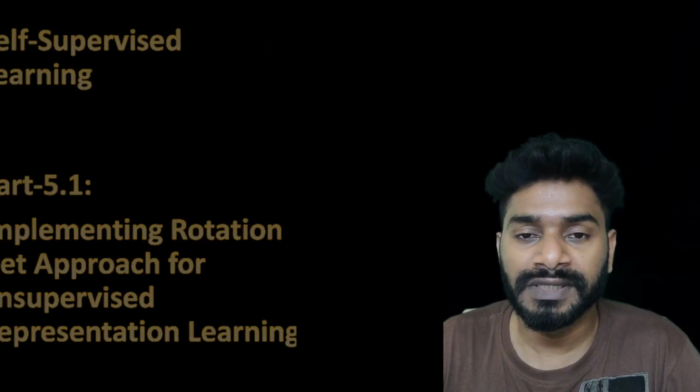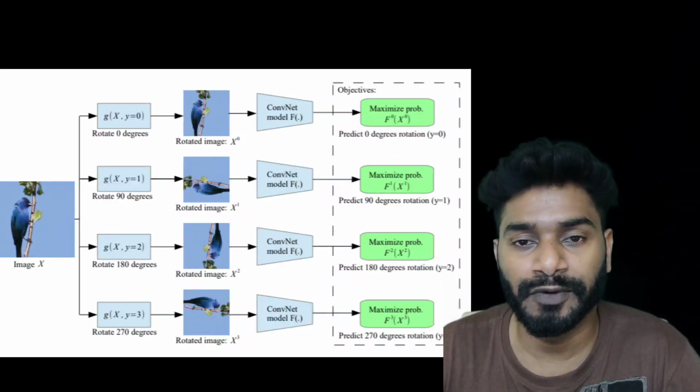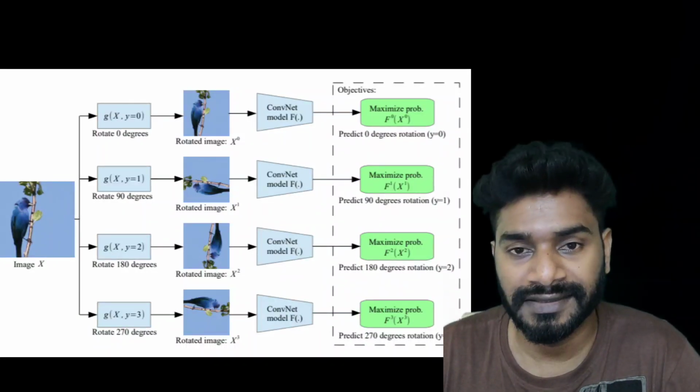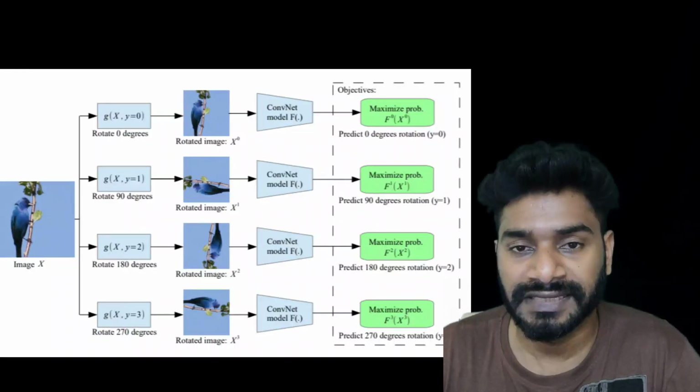So in the last video we discussed a very simple, intuitive yet effective self-supervised learning method, the RotNet based self-supervised learning, where you just need to predict the degree of rotation. And in this video, we are going to implement the RotNet logic for our custom data set.